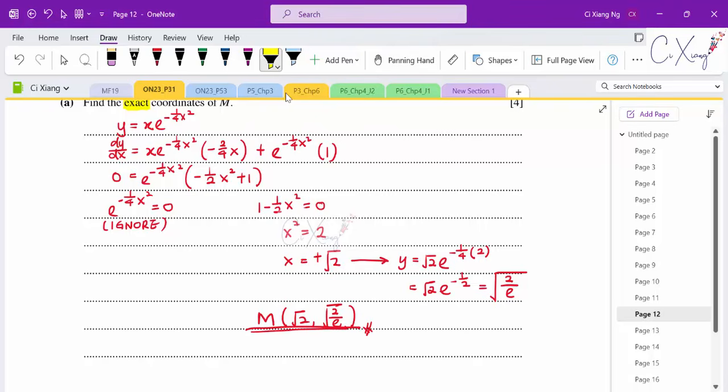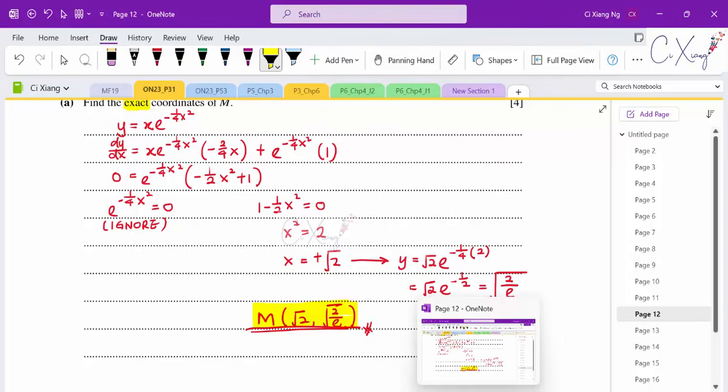So this is how we get the exact coordinates for m. To find the maximum point, basically you need to find the dy dx, the differentiation, and let it equal to 0.